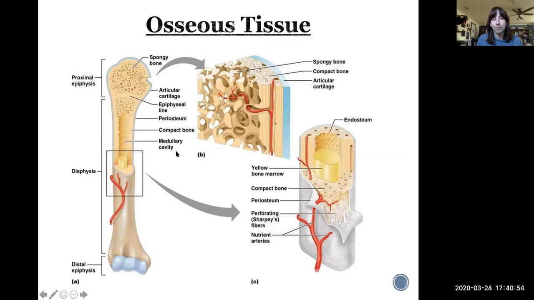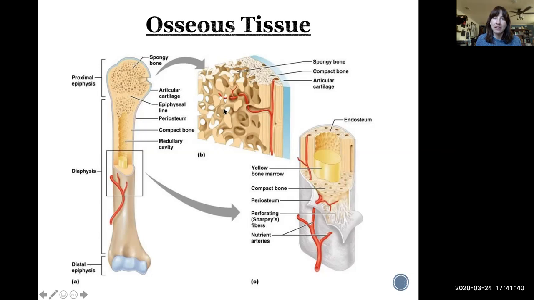By the way, the periosteum is kind of like a serous membrane around your bone, right? So that's going to be your simple squamous epithelium, except for at the ends of long bones where you have your hyaline cartilage. So inside of the medullary cavity of your long bones, the hollow tube that is the diaphysis, you're going to have yellow bone marrow, which is fat. And in amongst the trabeculae, which is just the fancy word for all these different canals and stuff in the spongy bone, you'll have red bone marrow, which is where you're going to have that hematopoiesis and blood cell production.